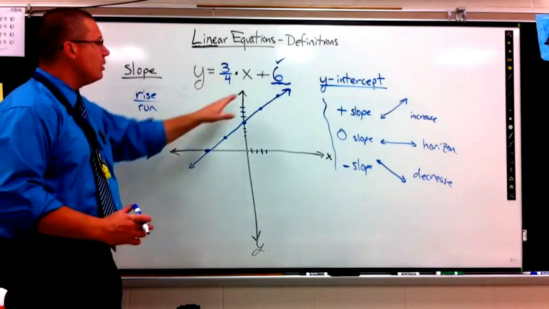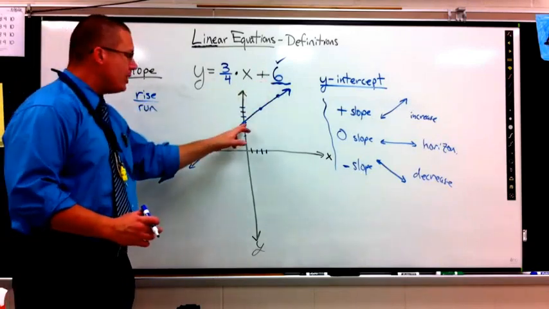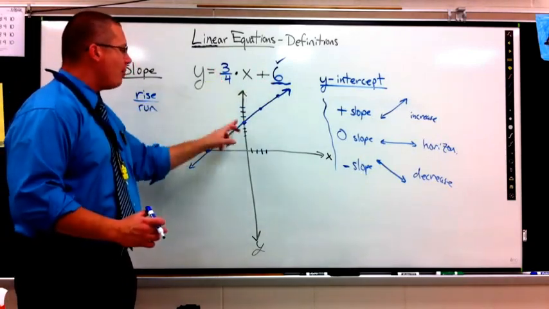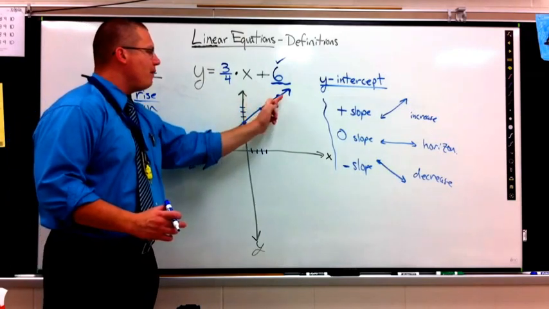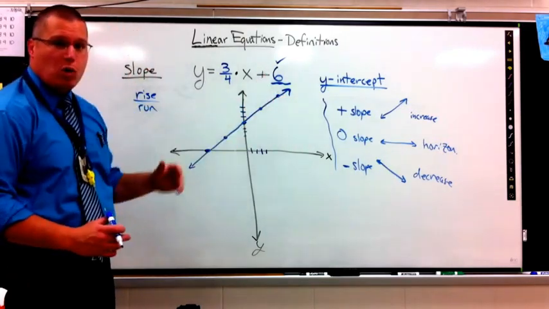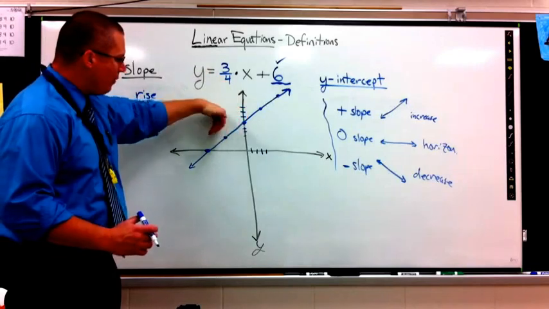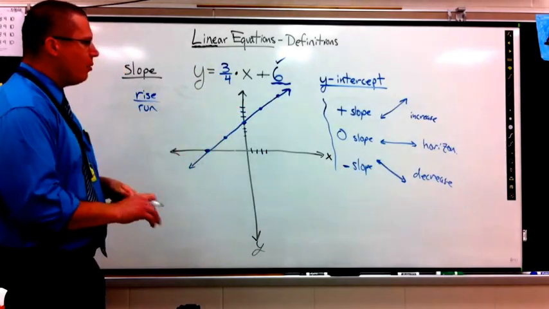3/4 is my tilt. 6 is my start. Put a dot at 6. From there, go up 3. Right 4, up 3, right 4, up 3, right 4. If I run out of room, reverse it. Down 3, left 4, down 3, left 4, down 3, left 4.